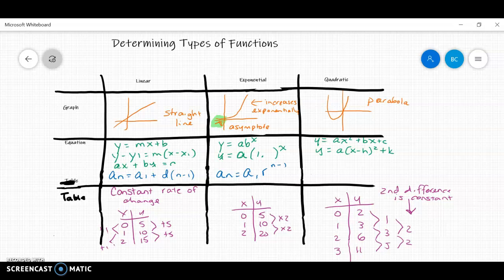On an exponential graph, we also have this exponential increasing here where it's getting big pretty quickly, or conversely, it could be getting small very quickly. And then finally on the quadratic equation, we know that we have a parabola with a vertex and a line of symmetry and two roots. So again, the graphs I think are pretty straightforward to look at and be able to identify the type of function. Next are the equations.